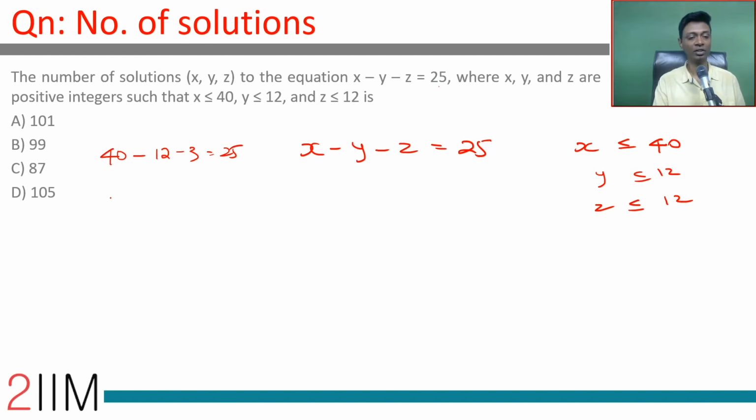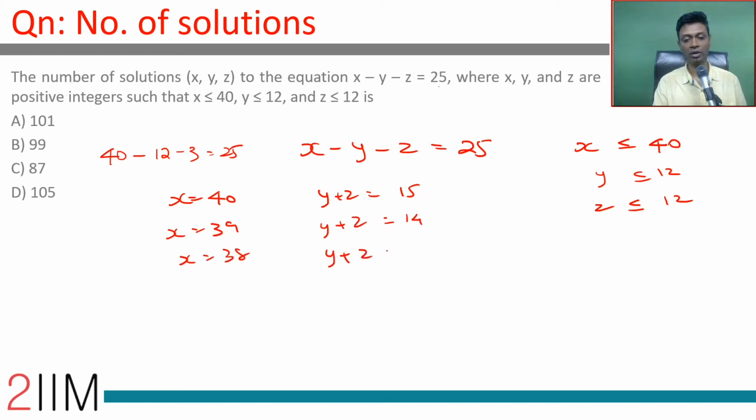And when X is 39, I'm going to go step by step. X equals 40 means Y plus Z equals 15. When X is 39, Y plus Z equals 14. X is 38, Y plus Z equals 13, and so on. Right, so X is less than or equal to 40, Y less than or equal to 12, Z less than or equal to 12. How do we simplify this?